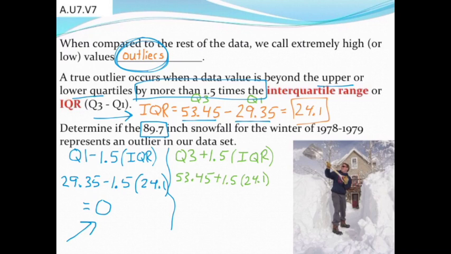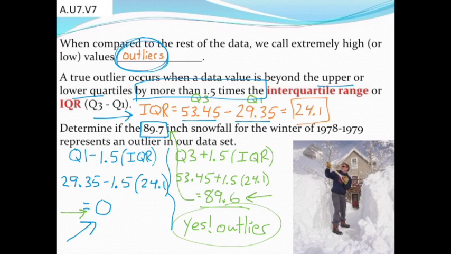Grabbing a calculator and doing that, I see that I get a value of about 89.6. And so what this tells me is that if my data is either above this value or below the 0, which obviously couldn't be, I have a true outlier. And so it looks like if that's my rule, then yes, just barely, but yes, this year would represent an outlier. This year was an extreme snowfall amount based on the data we're looking at right here, because we're above 1.5 times that interquartile range.